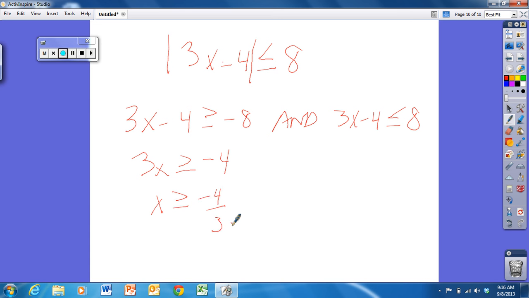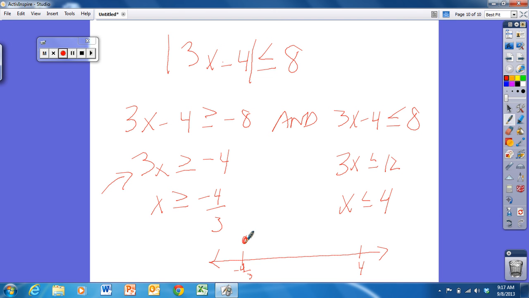Now some of you here might be like, wait a minute, I thought when you divide by a negative you flip the sign. Remember, only if this number is negative. Okay, and then add 4, divide by 3. So to graph your answer, you would say here's negative 4/3, here's 4. I have to be bigger than this one and less than this one.